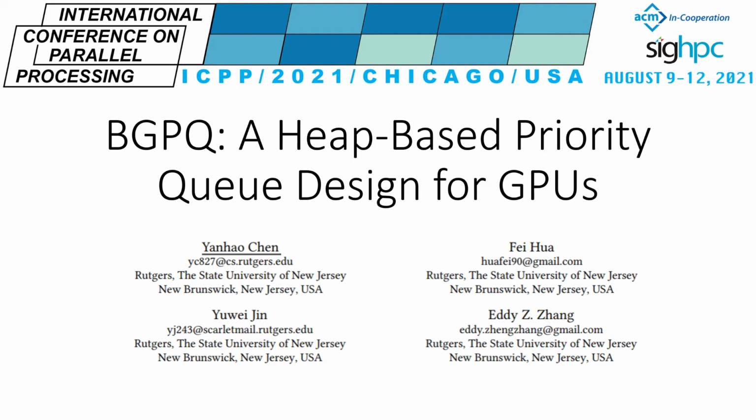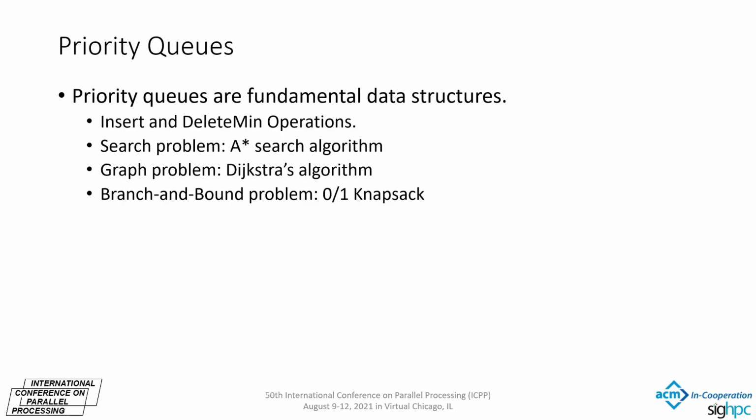Today I'm going to present our work BGPQ, which is a heap-based priority queue implementation on GPUs. A priority queue is an abstract data type in which each element has a certain priority. The priorities of the elements determine the order in which the elements are retrieved from the priority queue. A priority queue usually supports two operations, called insert and delete min. Insert operations insert an item into the queue together with its priority, while delete min removes the item with the highest priority from the queue.